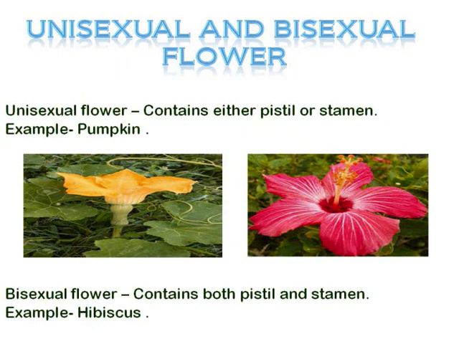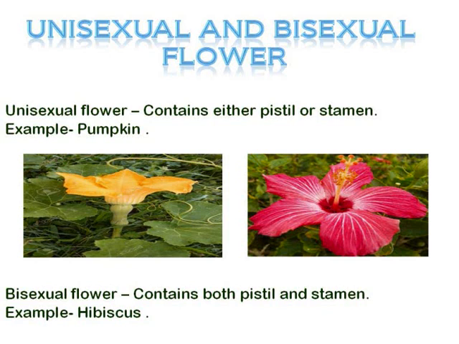There are two types of flowers, unisexual and bisexual. The unisexual flower is defined as the flower that possesses either stamen or pistils. They do not have both stamen and pistil. Examples of a few unisexual flowers are watermelon, papaya, cucumber, maize, pumpkin, etc.